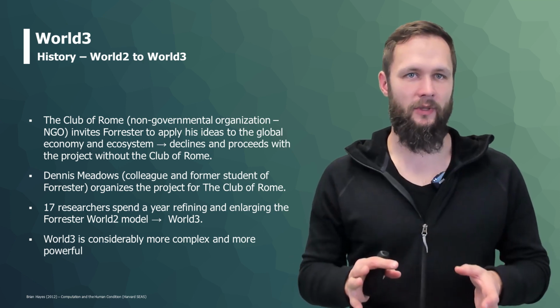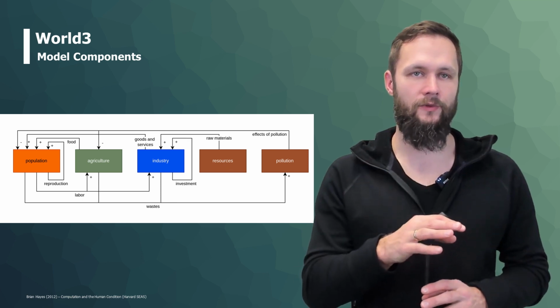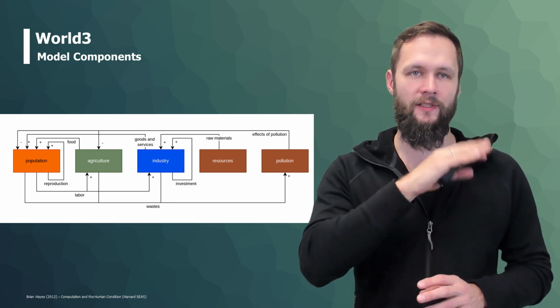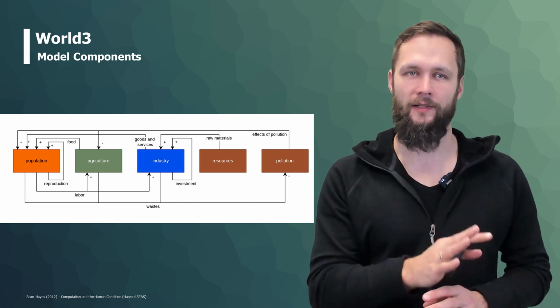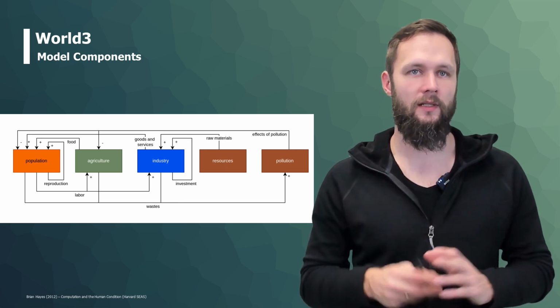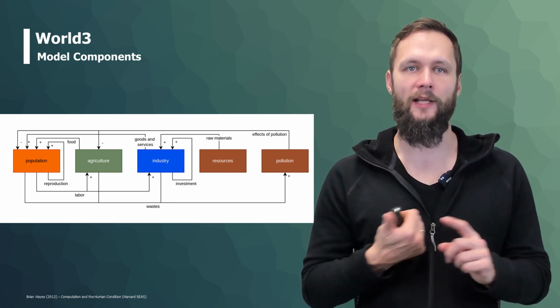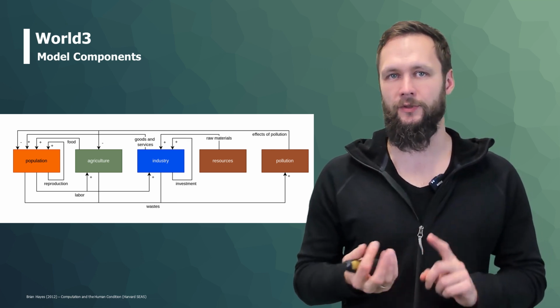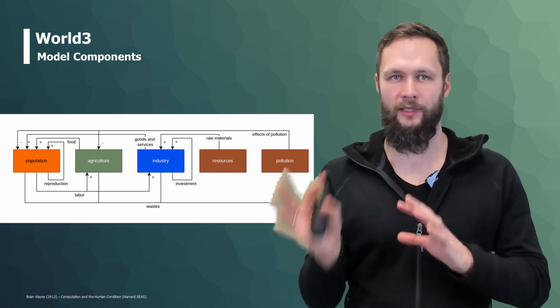In essence, you had 5 major components, which also reflect those curves and lines that you have seen on the previous graph when I introduced you to the standard run of the World3 model. If you simplify the model, it more or less looks like this. We have those 5 components: population, agriculture, industry, resources, and pollution. And they have different types of influences on each other.